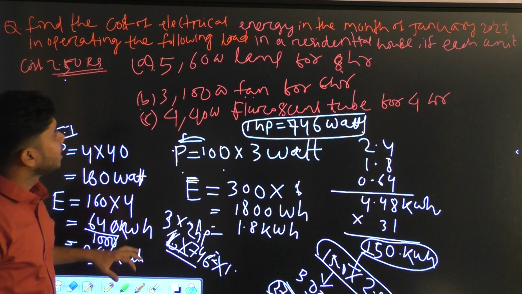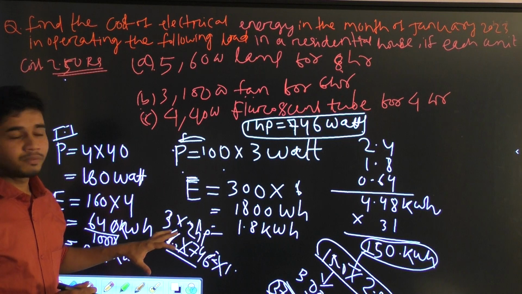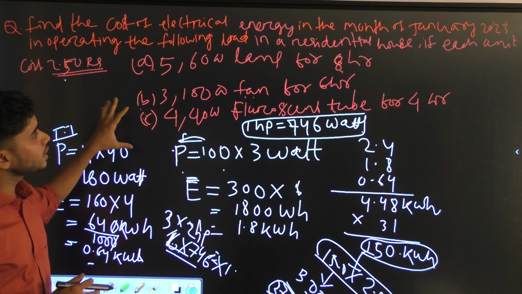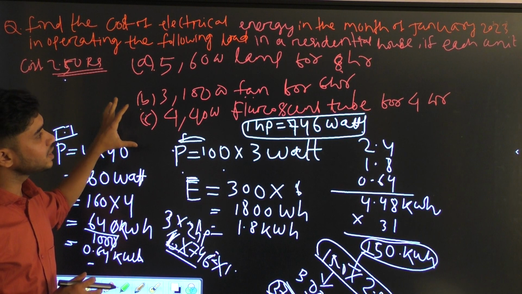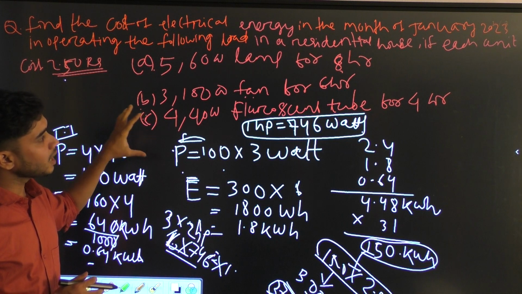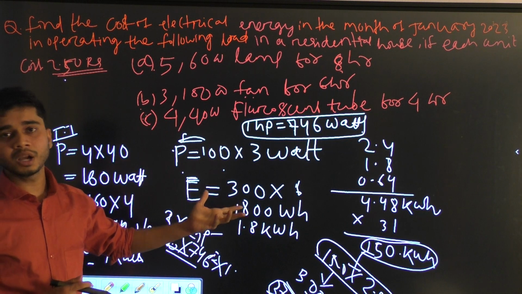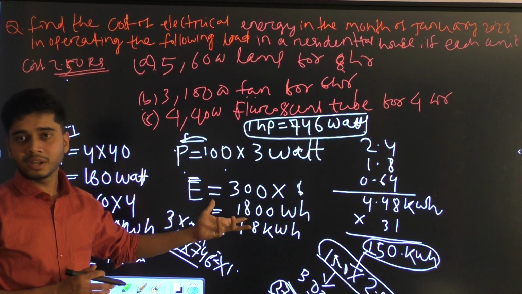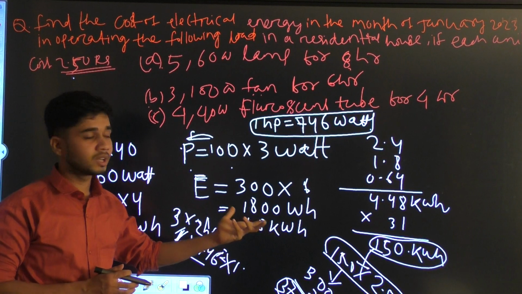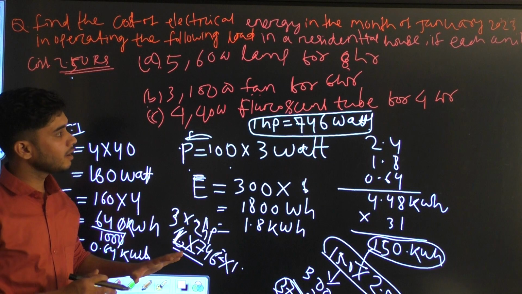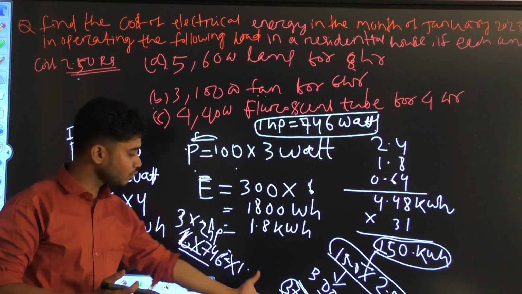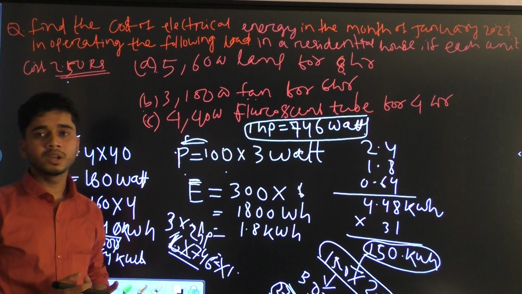Okay, I think you all understood the question. Very simple question. You have to calculate the amount of electricity you have consumed, and based on that you have to pay the amount of money to the electricity company. So this is the way you have to calculate, and finally you can calculate what is the amount of rupees you have to pay to the electricity company.